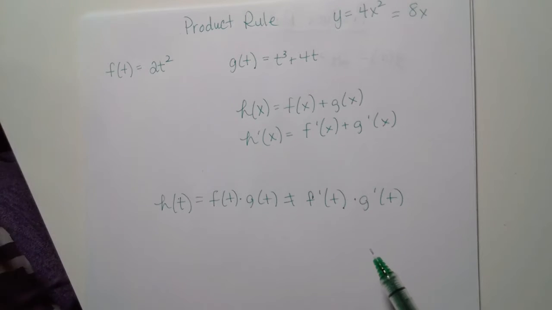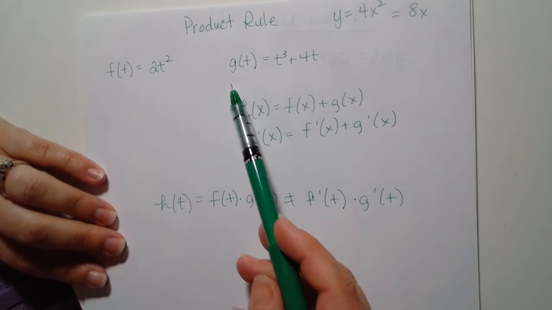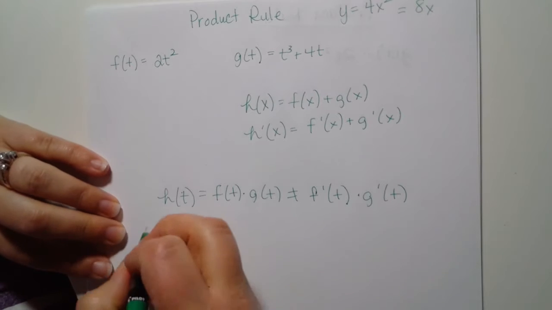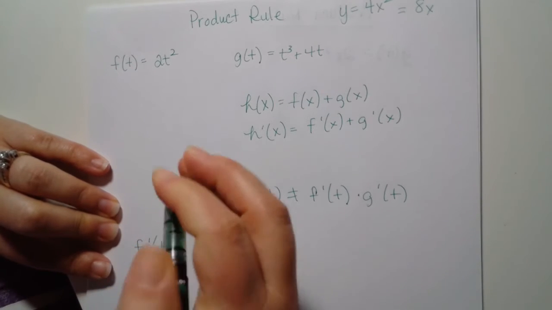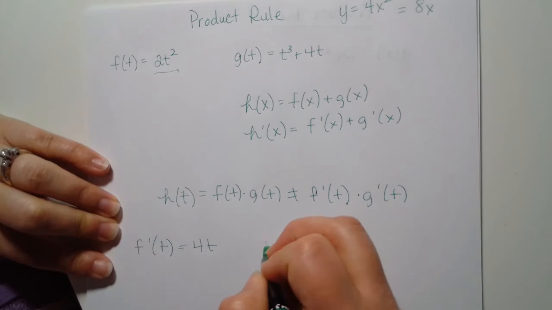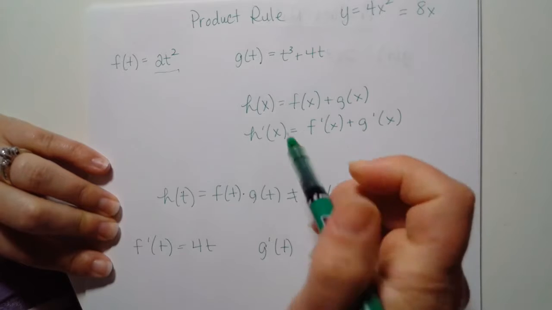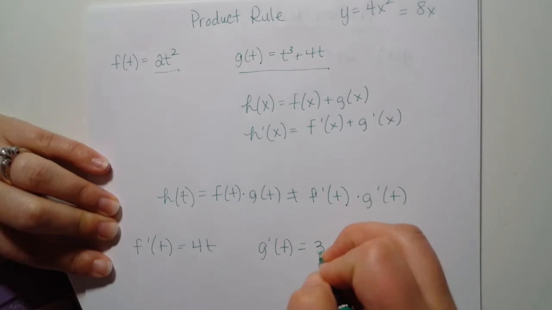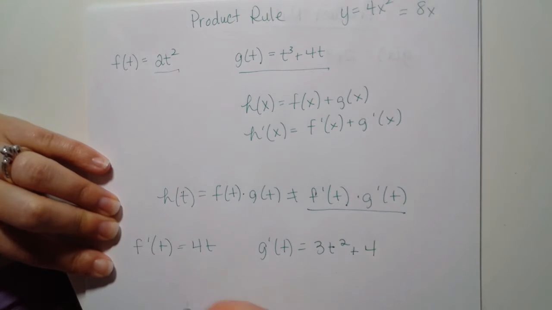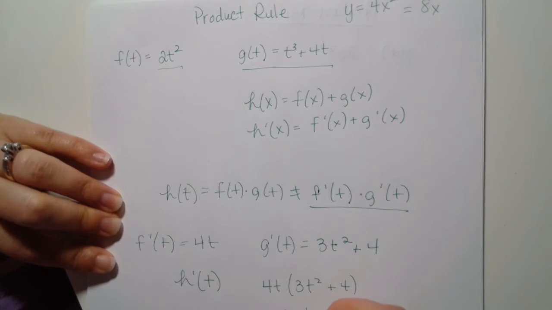And so I have up here f and g. This is an example for it. Let me just show you that that doesn't work. If I do f prime of t, here's my f of t up here, then that would be 4t. And if I do g prime of t, here's my g of t, then that would be 3t squared plus 4. So if it were this, then h prime of t would be equal to 4t times 3t squared plus 4, which would give us 12t cubed plus 16t.